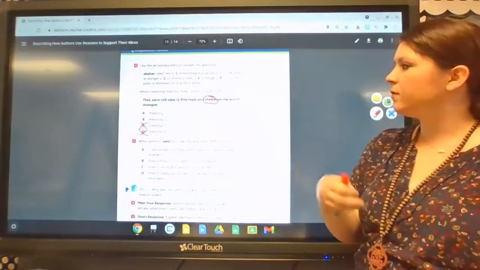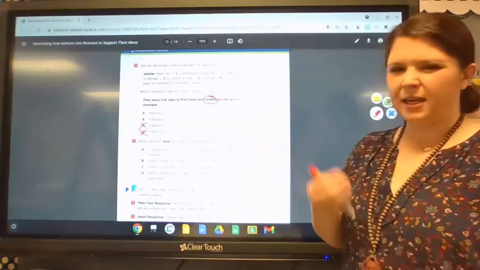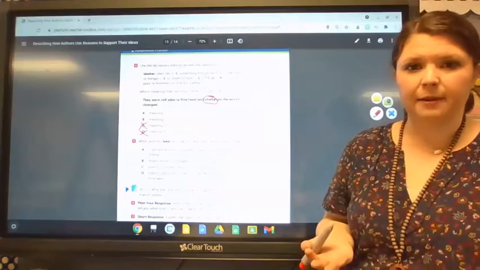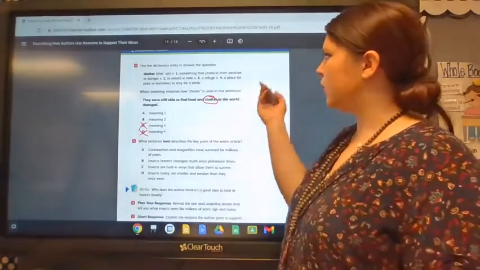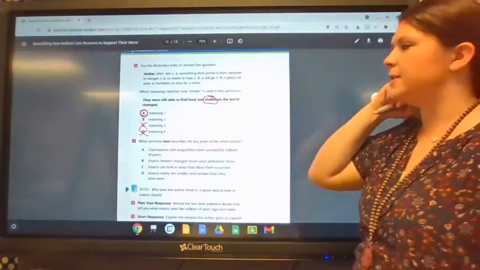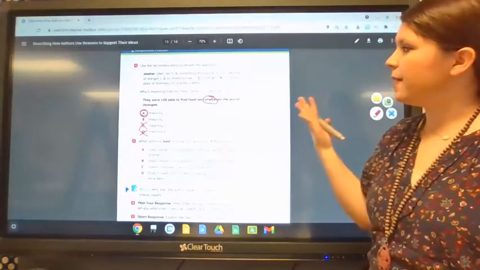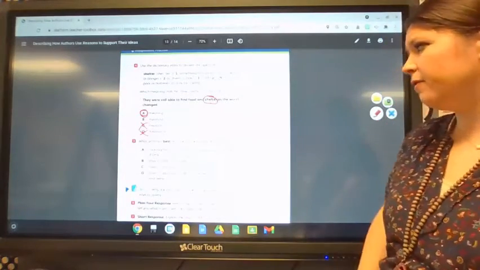They were still able to find food and shelter as the world changed. Did they need to shield or hide from anything, or do they need to be protected? They need to be protected as the world changed. So the correct meaning of shelter in this sentence is A, something that protects from weather or danger, okay? All right, number 5.